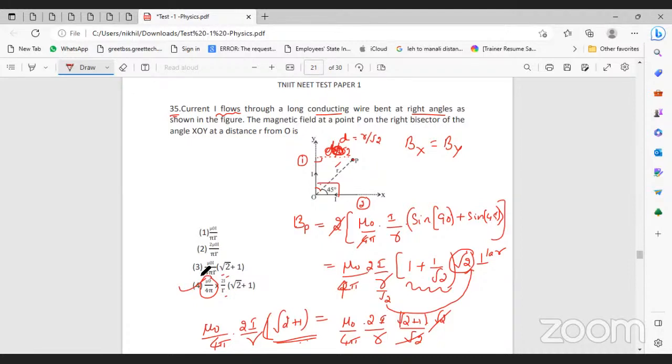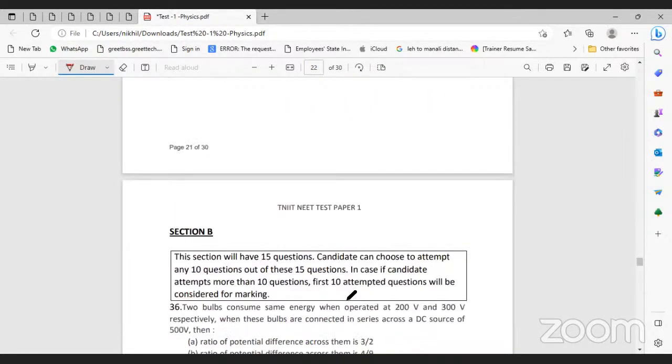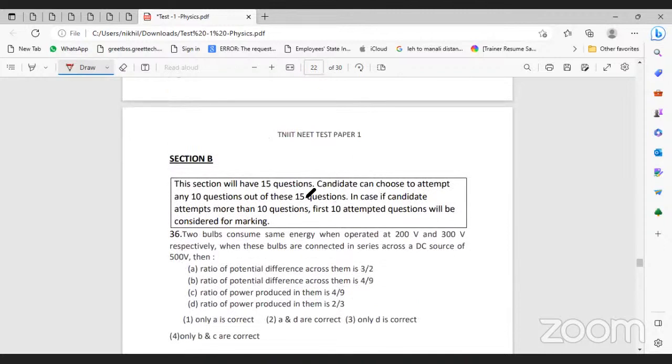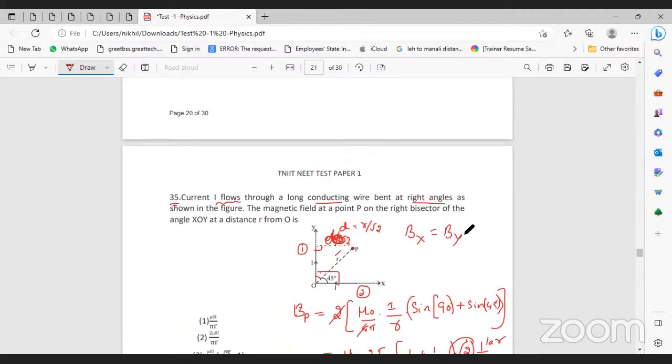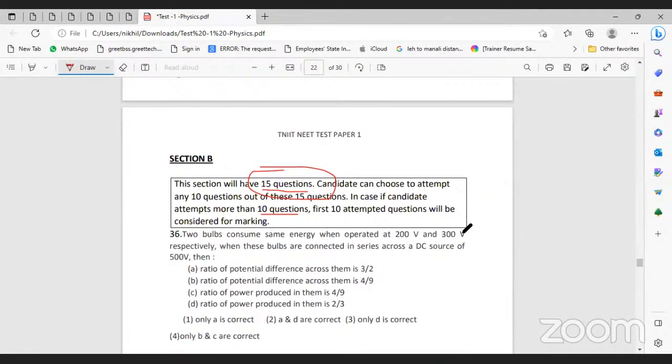So these are the questions in section A, that is, 35 questions were there. Section B will have 15 questions. Out of these 15 questions, you have to answer any 10 questions. We'll discuss these 15 questions in the next session, students. So in the last class and in today's class, we have completed section A of 35 questions. In the next class, we will go with section B, which contains 15 questions, and we'll complete it in the next session.